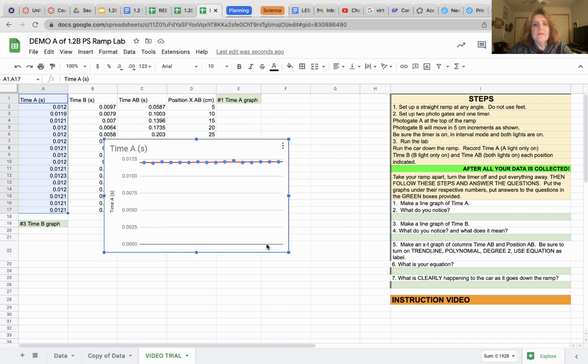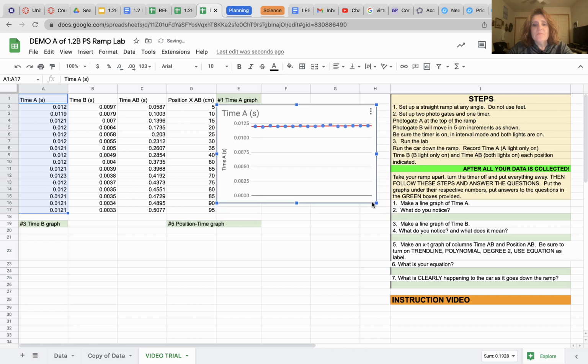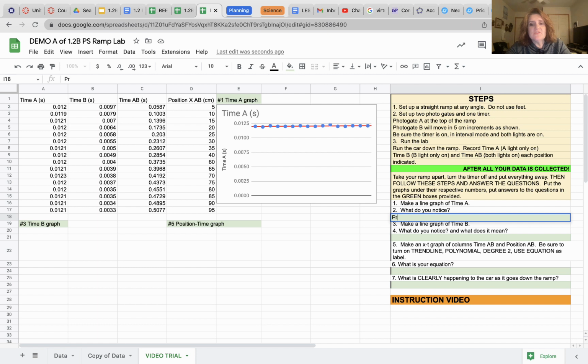When we have this, it goes right here under time A graph. Remember, you do need to be sure that it only has one label because it only has one set of data, okay? Then it says make a line graph, and what do you notice? Well, I notice that it is pretty much the same line, pretty much the same time. And the reason for that is Photogate A didn't move, so it should take about the same time to go through. Notice that the Photogate is measuring to the nearest 10,000th of a second, so that's pretty fast.